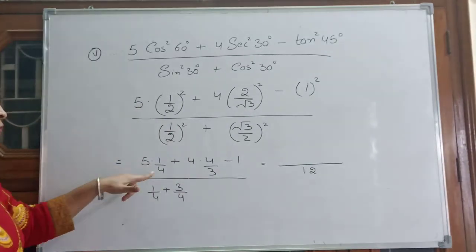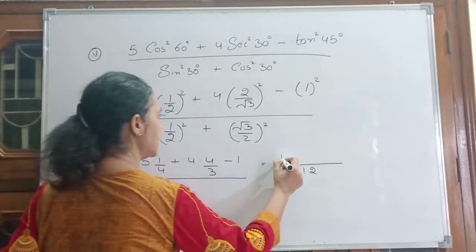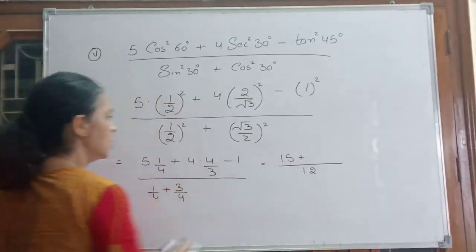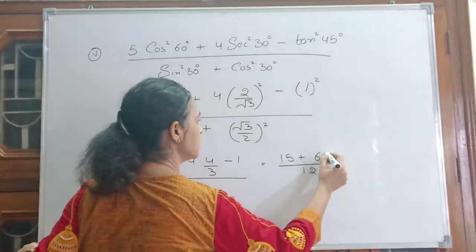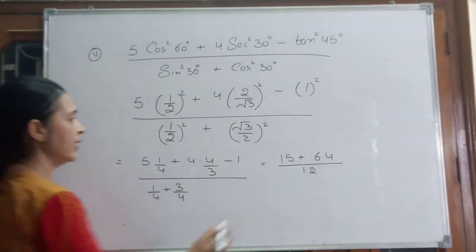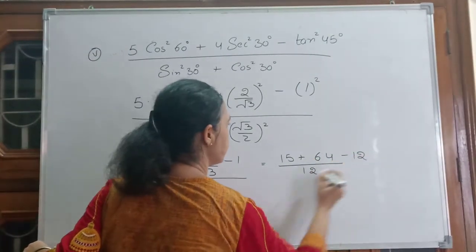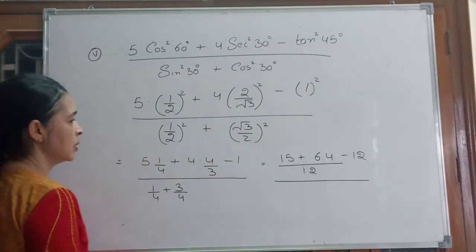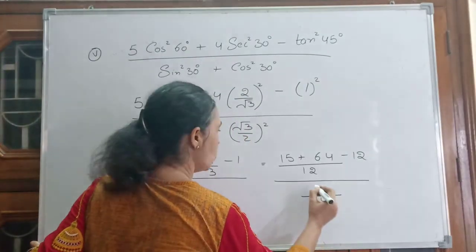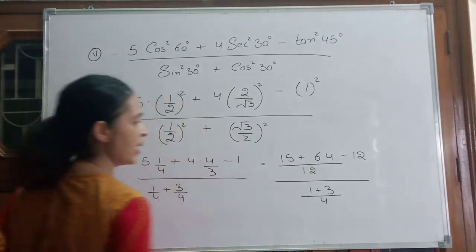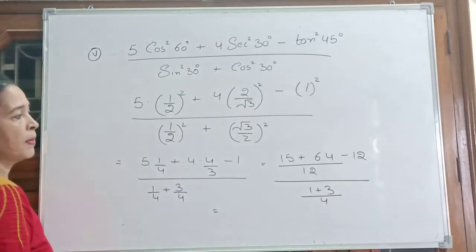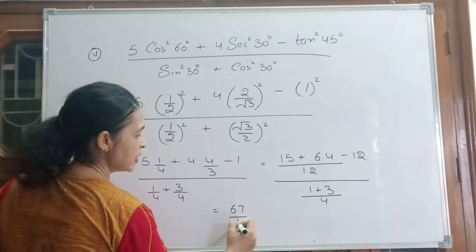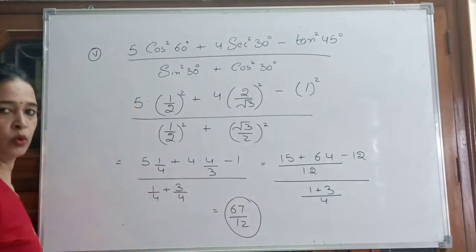Clear? Take LCM. 4 3s are 12. This is 5 by 4. 4 3s are 12. 3 5s are 15. Plus 3 4s are 12, 16 into 4, 64. Minus 12. Upon LCM is 4, 1 plus 3, 4 by 4, that is 1. 15 plus 64 minus 12. 67 by 12 is the answer. Hope you got it.